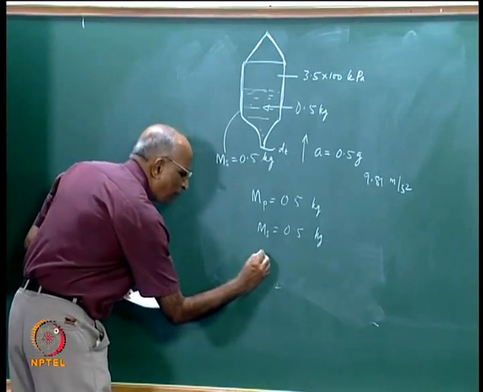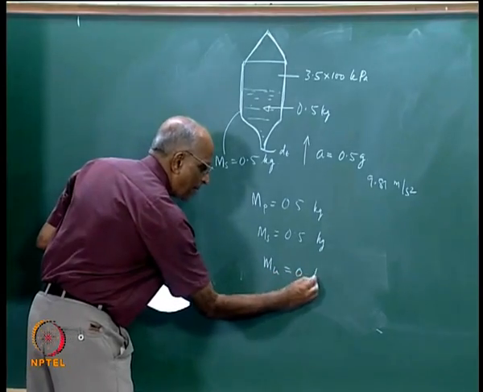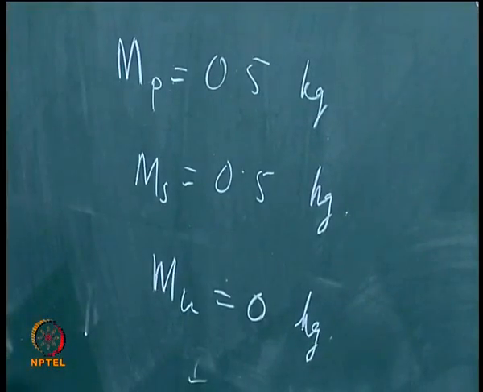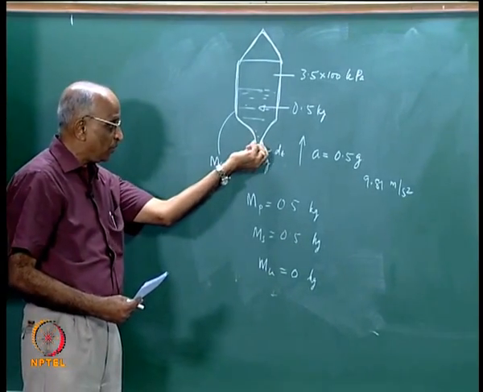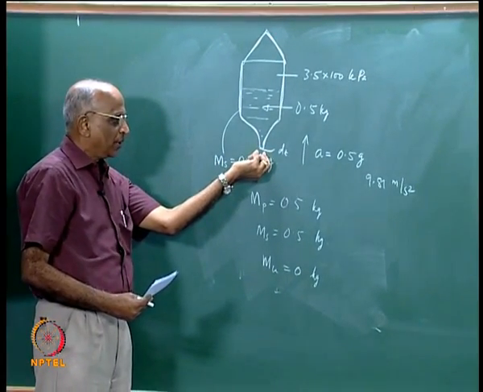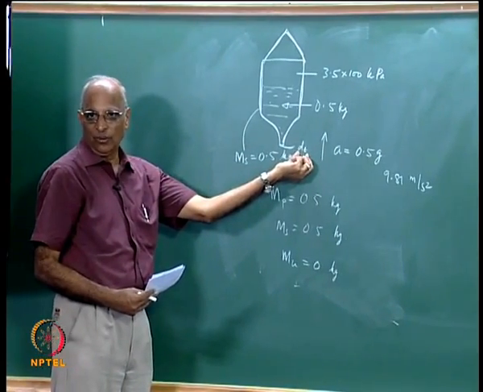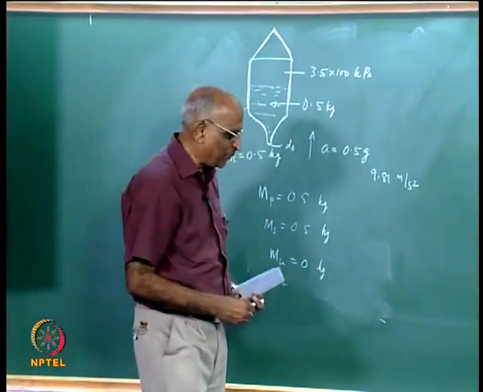Therefore, the useful payload mu is equal to 0 kg. Now you are asked to find out what must be the rate at which water is getting pushed out, because if you know the rate at which water is getting pushed out, I can find out what must be the diameter of this particular hole. Therefore, how should I do this problem? What are the things I should do?